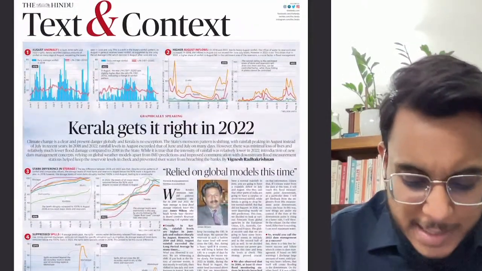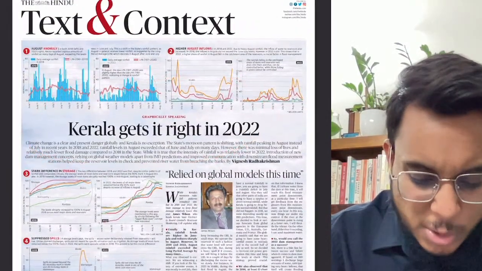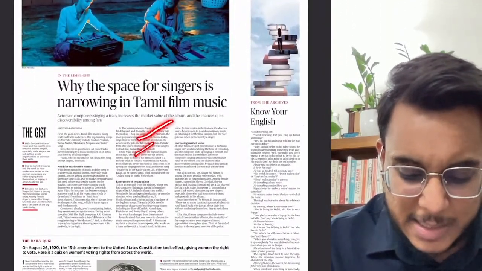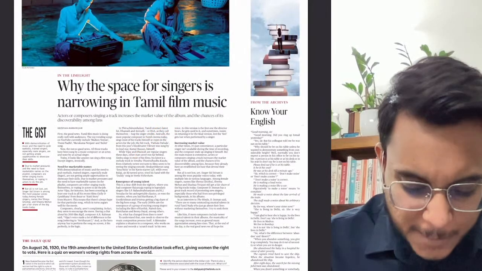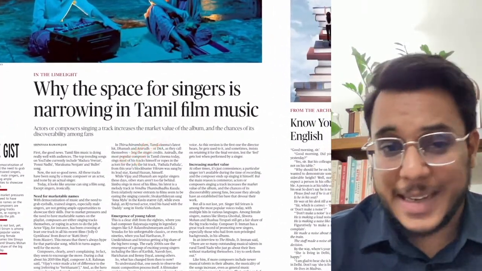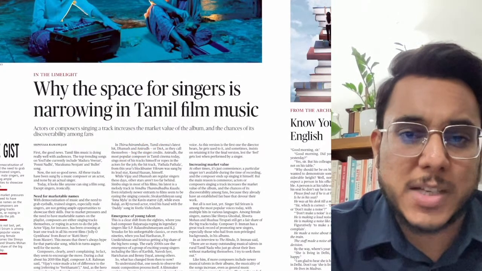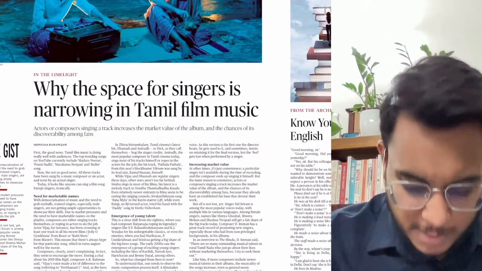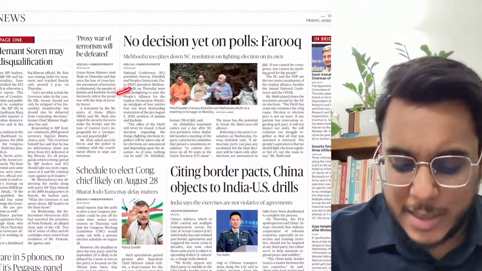Then the text and the context, Kerala gets it right. Okay, so basically the rainfall patterns etc. have been discussed. Then why the space for singers is narrowing in Tamil film music. Okay, so basically how the singers' space is getting reduced. So the Tamil film industry is being discussed. For the exam, not an important article. Fine. Then moving on.